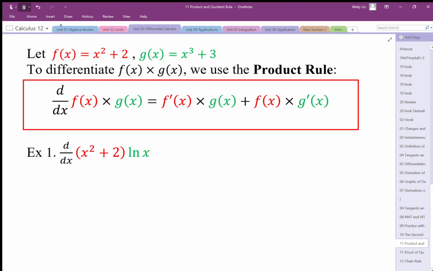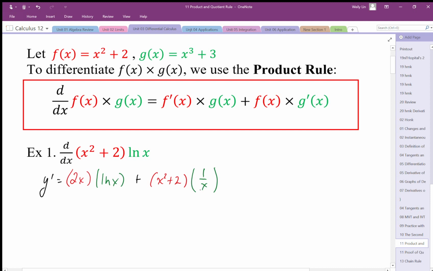Okay, so this rule looks like this. The derivative, y prime, is equal to, okay, we're going to differentiate the first function, and then we're going to times it by the second function, which is log x. Notice I didn't differentiate the second function. Plus, we're going to leave the first function undifferentiated, so x squared plus 2. And then we differentiate the second function. Okay, and essentially that's it.